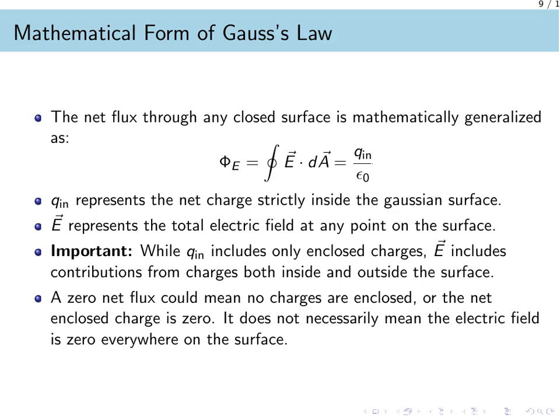However, it is crucial to understand that the electric field vector in the integral represents the total electric field at any given point on the surface. This total field includes contributions from all charges present, both those inside and those outside the surface. Also, keep in mind that a zero net flux could mean no charges are enclosed, or the net enclosed charge is zero. It does not necessarily mean that the electric field itself is zero everywhere on the surface.